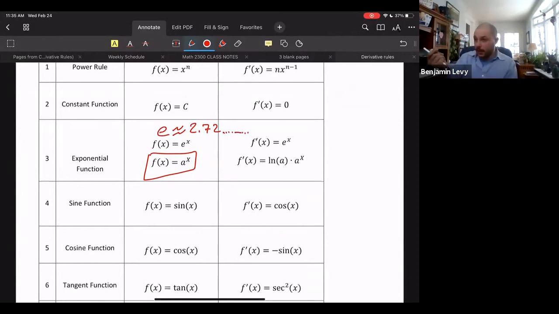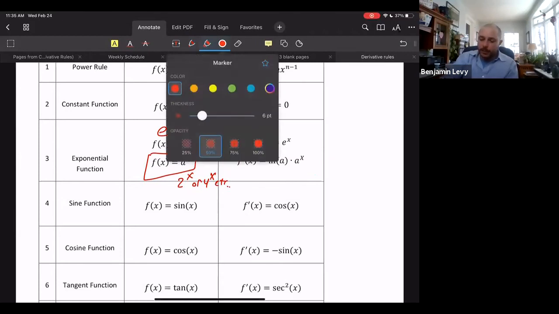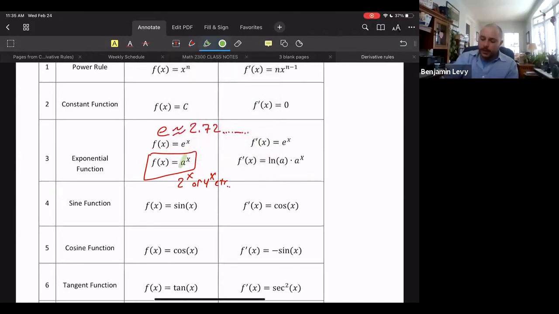And so this is a specific base for an exponential. If we have any other base, like 2 to the x or 4 to the x, etc., then we need to use this concept. And so notice how part of it stays the same, right? So when you have the derivative of a to the x, the a to the x stays the same over on the right. You just need to add this extra component, which is the natural log of the base.